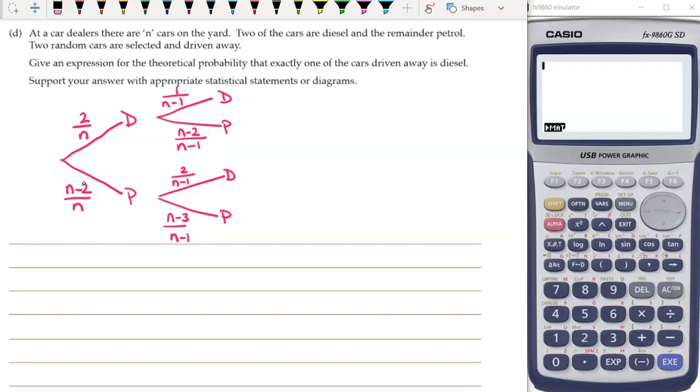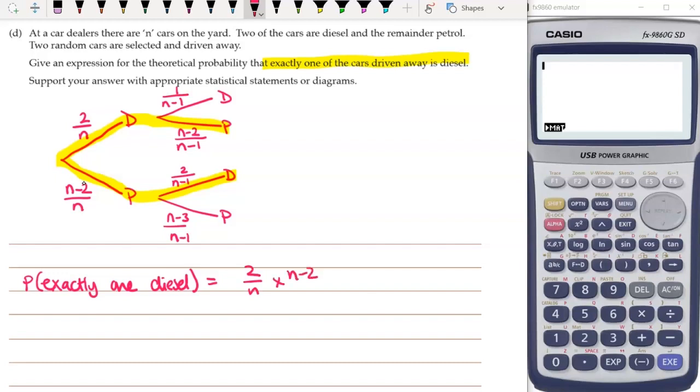Now we want the probability that exactly 1 of the cars driven away is diesel. So exactly 1 being diesel would be this branch here, if we do diesel, then petrol, or this branch here, petrol, then diesel. So the probability of exactly 1 will be 2 over n times n minus 2 over n minus 1 for that top branch. And then we'll add on n minus 2 over n times 2 over n minus 1 for that bottom branch.